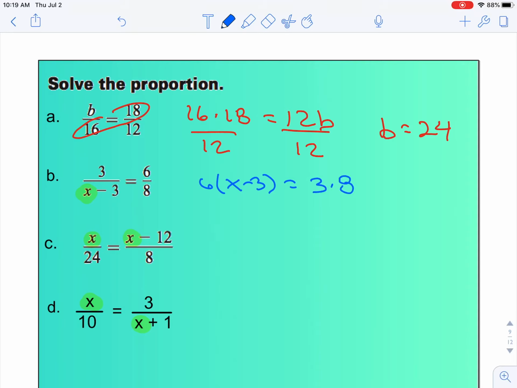And a lot of times when students are doing this in their head, they'll go ahead and write down 6x, but then they'll write down minus 3, when this is really minus 18, because you have to use the distributive property, equals 24. Now I'm going to get 6x is equal to, when I add 18 to each side, 42. So then x equals 7. So you can kind of see the process that we're using to solve this.